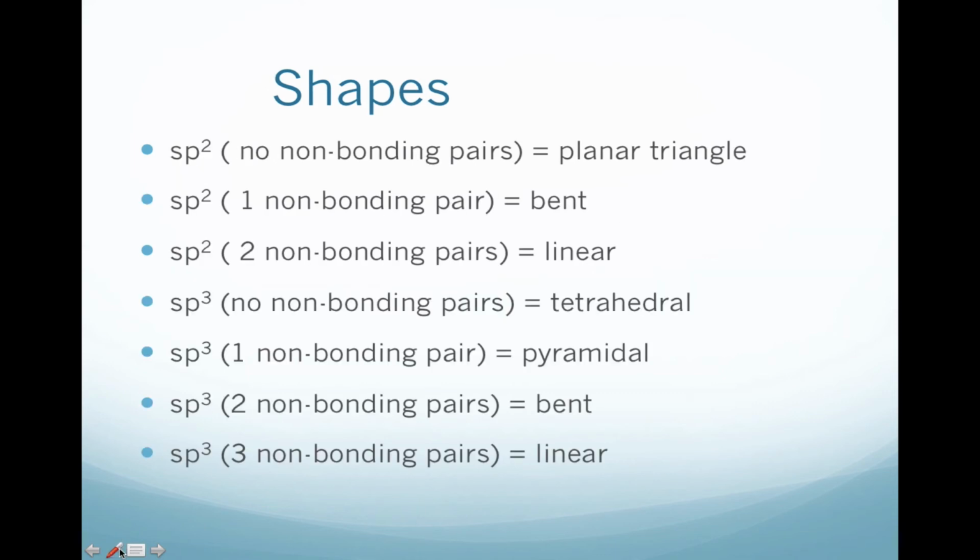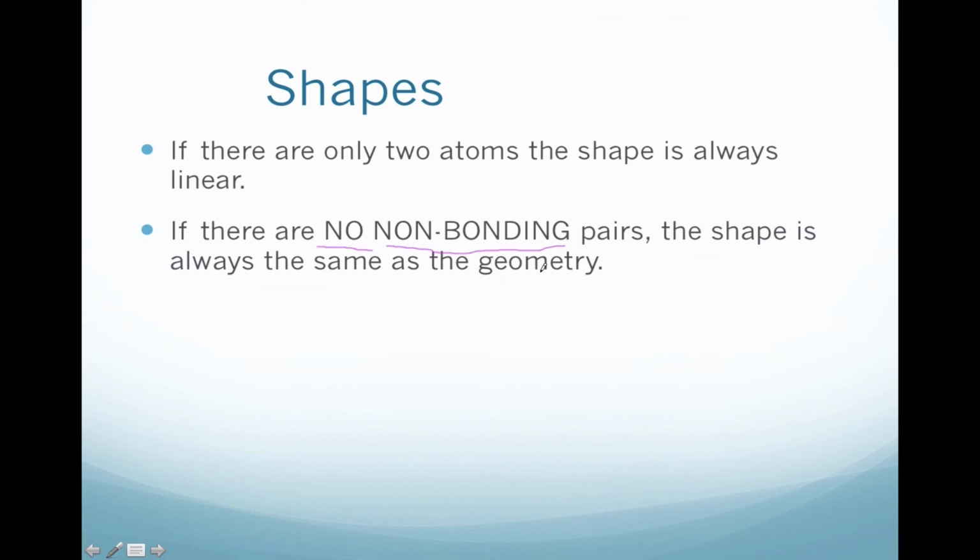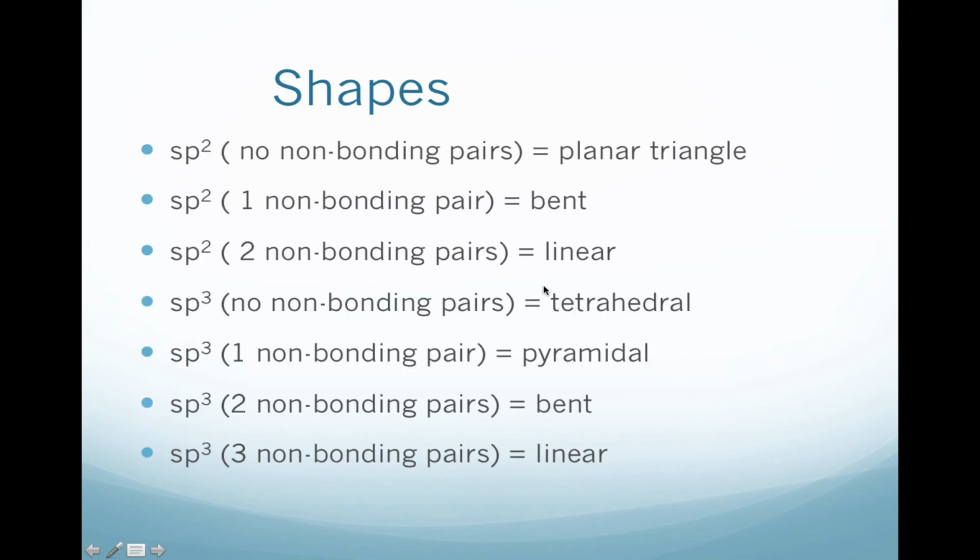The interesting thing, and this is something that you're going to have to remember, is that if you have no non-bonding pairs, so that means there's no unshared electrons, the shape will always be the same as the geometry. And I'll talk more about that in class.